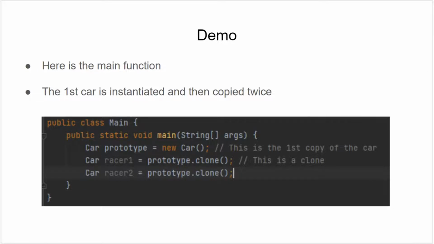This right here is my main function. The instance for the first car is created and then copied twice, once for each racer.